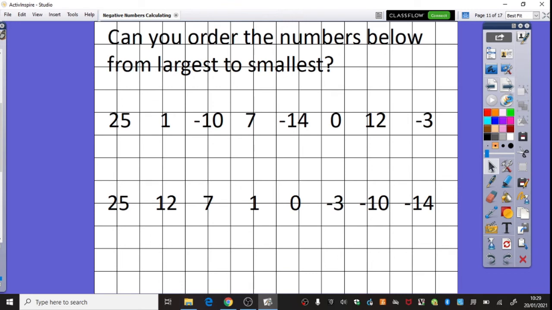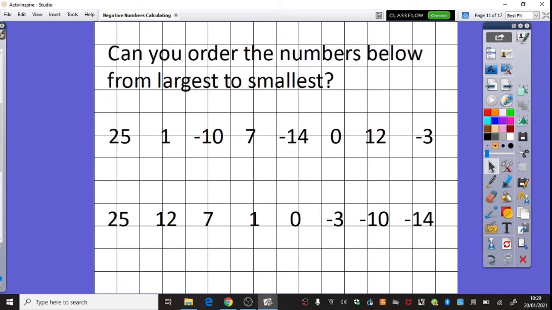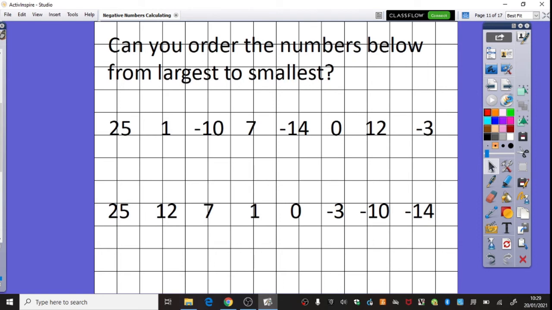Okay, let's have a look at those answers then. You can see we've got 25 as the largest number here, then 12, then 7, then 1, then 0. I know to this point we would be very confident with knowing that. The problem comes with these numbers. What might surprise you is actually minus 14 here is the smallest number.